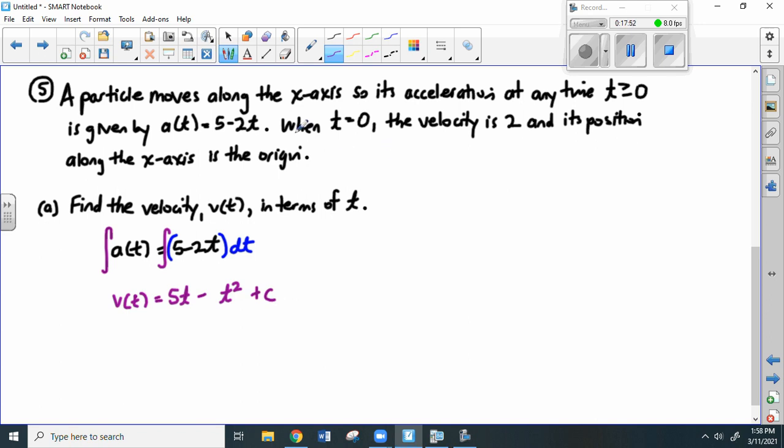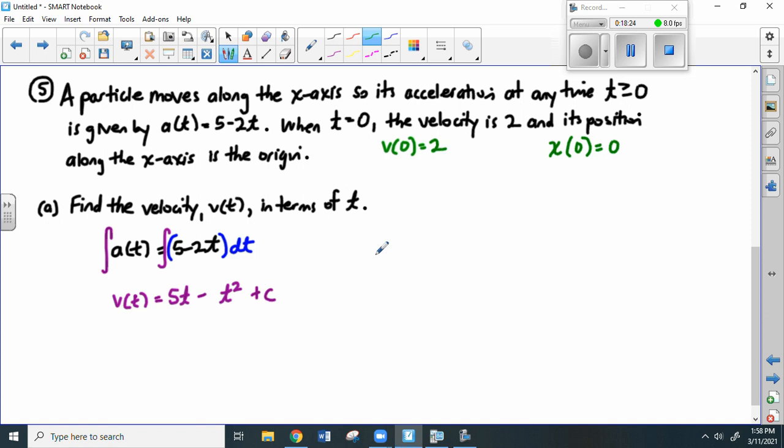Well, that's where the other information they gave you comes in. It says when t equals 0, the velocity is 2. So what they're really saying is that velocity at 0, v of 0, is 2. And then it says, and its position, well, remember, sometimes we call position x of t. And so that's what I'm going to call it here. And so that's saying x, the position at time 0, is at the origin, which is also 0.